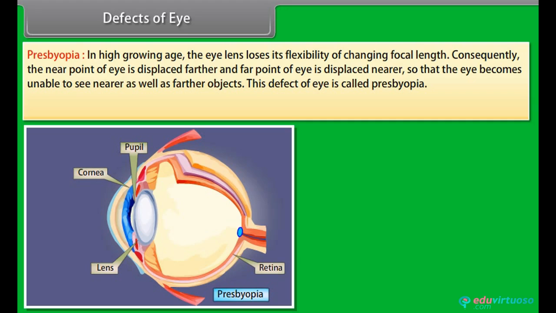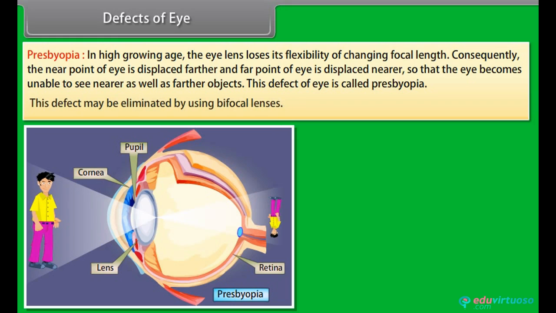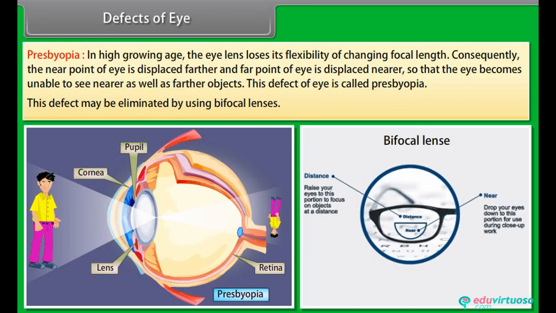Defects of eye. Presbyopia. In advancing age, the eye lens loses its flexibility of changing focal length. Consequently, the near point of eye is displaced farther and far point of eye is displaced nearer, so that the eye becomes unable to see nearer as well as farther objects. This defect of eye is called presbyopia. This defect may be eliminated by using bifocal lenses.